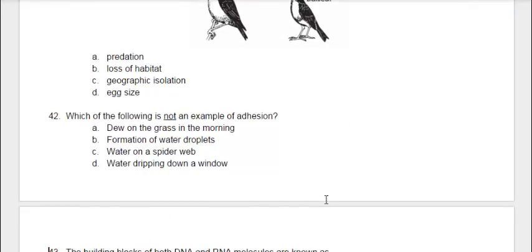42. Which of the following is not an example of adhesion? A. Dew on the grass in the morning. B. Formation of water droplets. C. Water on a spider web. D. Water dripping down a window.